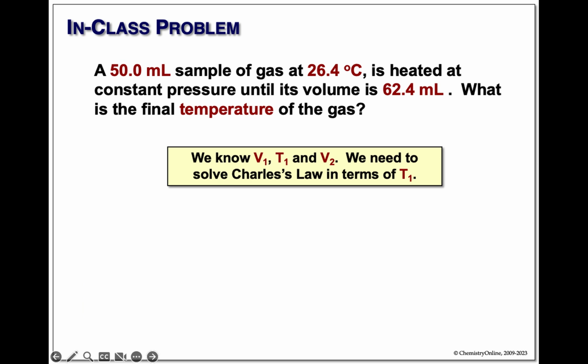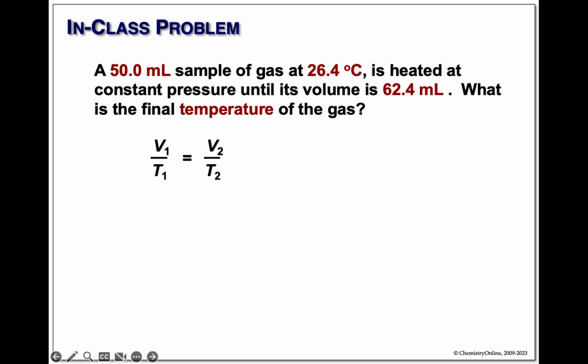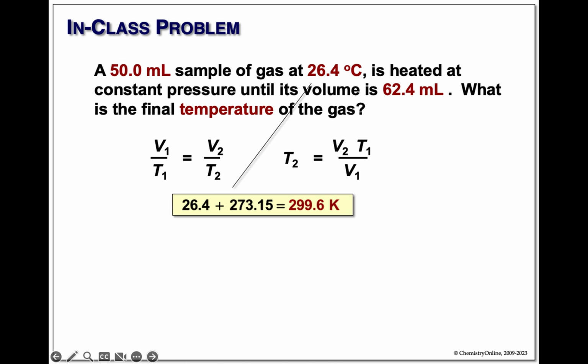All right, here's Charles. We're solving for T2. To get T2, we have to multiply both sides by T2, then divide by V2. We wind up with V2 T1 over V1. Simple cross multiply. Now, let's substitute, but before we do, we realize this is in centigrade, it must be Kelvin, right? So we will take this and we will add 273 to it. We get roughly 300 Kelvin.